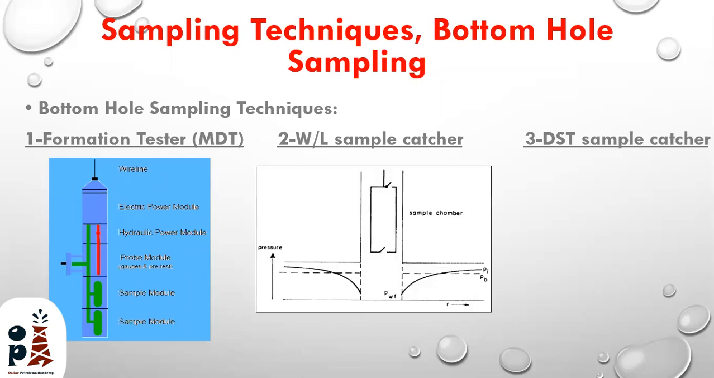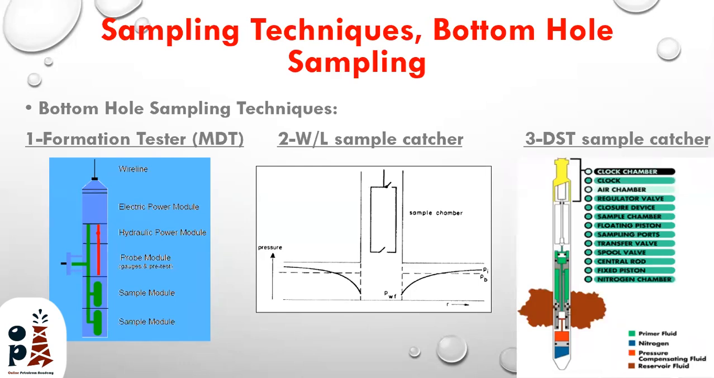Also, if we have cased hole conditions, we can use the wireline sample catchers. The wireline sample catcher is a tool that is lowered on a wireline or a slickline. This tool catches some of the fluids in the wellbore and returns them to the surface, and we can check their validity on the surface.